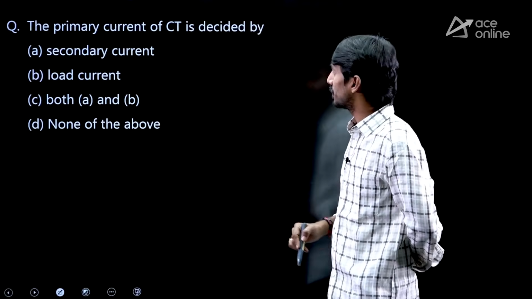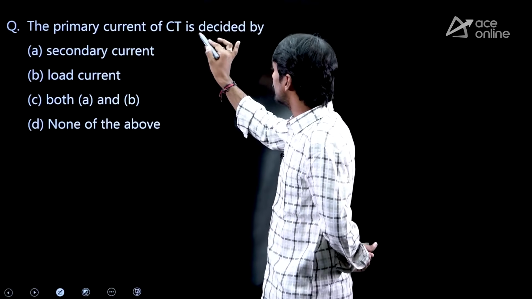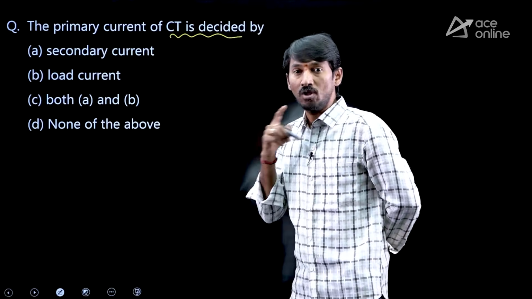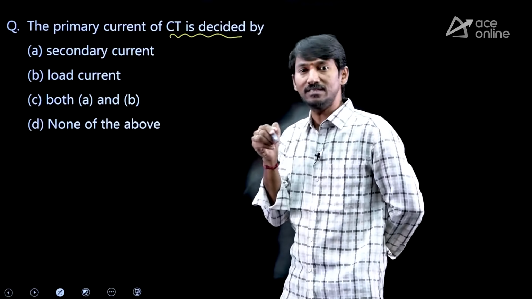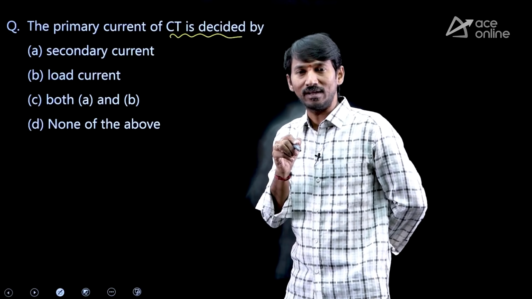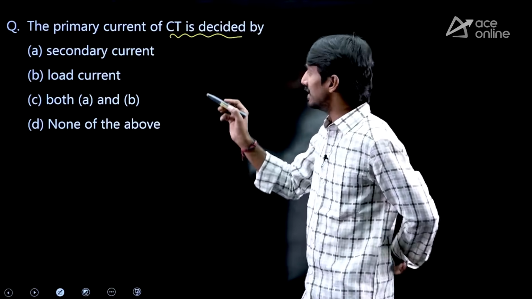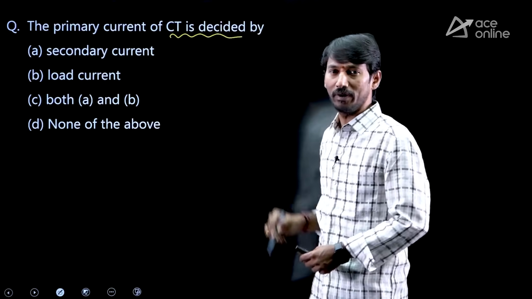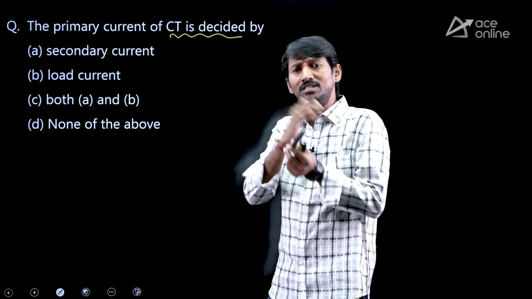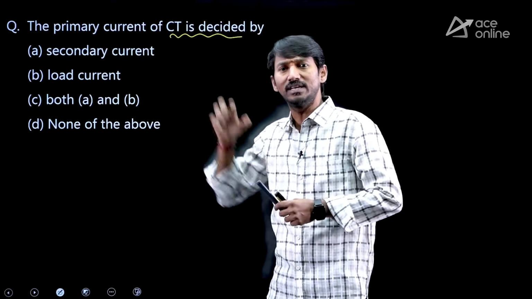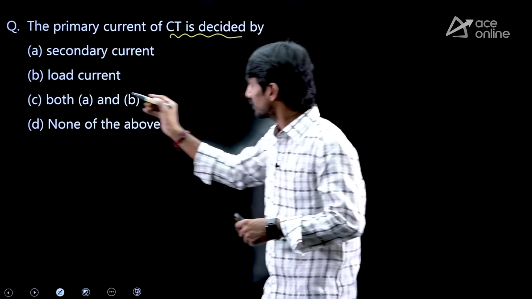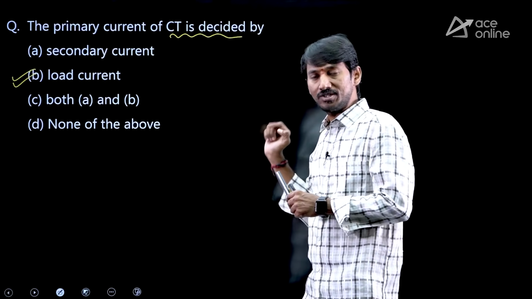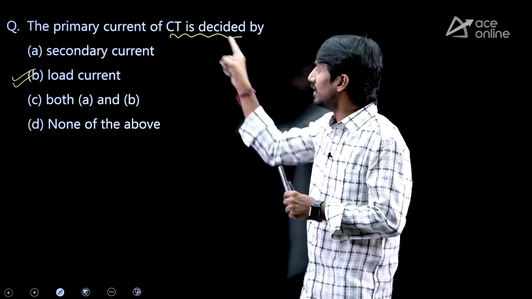Right. Next one. The primary current of CT is decided by, kindly focus more here. It is not like primary current is determined by, or primary current is calculated by. No, he is asking that primary current of CT is decided by, means based on which parameter the primary current of CT will be there? Based on the load.